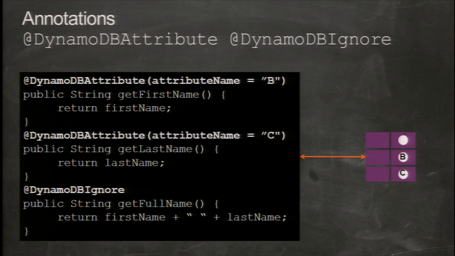So here we have first name is mapped to A, and last name is mapped to C. If we have derived data, such as a full name, or some other piece of data that doesn't make sense to store inside of DynamoDB, we can flag that with the DynamoDB ignore annotation, and the mapper will simply ignore it on save and load.